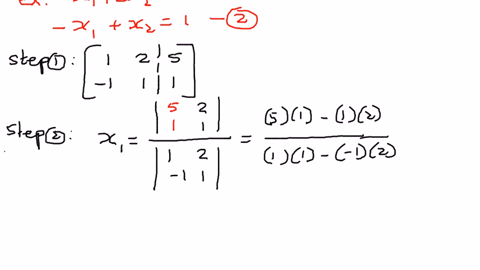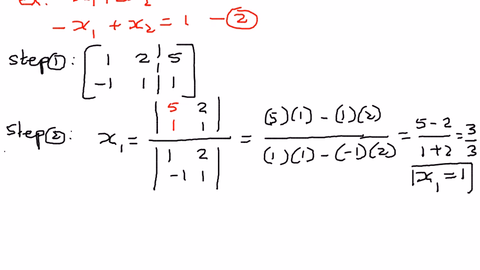When we simplify this, it is 5 times 1 is 5 minus 1 times 2 is 2, divided by 1 times 1 is 1, minus negative 1 times 2 is negative 2, and negative 2 times negative is a positive 2. Therefore, this comes out as 5 minus 2 is 3, divided by 1 plus 2 is 3, and therefore the value is equal to 1. Therefore, the value of x1 is equal to 1. So by using Cramer's rule, we were able to find the value of one of the variables.